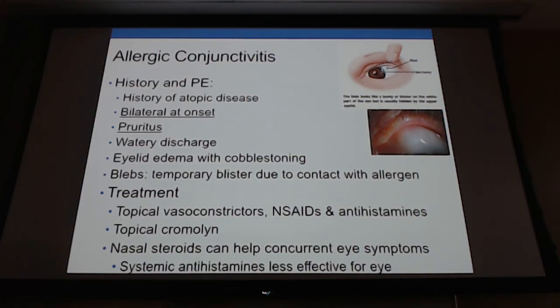The other thing that on exam is going to look a little bit different is cobblestoning. If we think about old streets that were made of brick, and you saw how they all kind of popped up like that, it's a sign of chronic inflammation. So you see that more with an allergic type of conjunctivitis than you do with an acute infectious type.